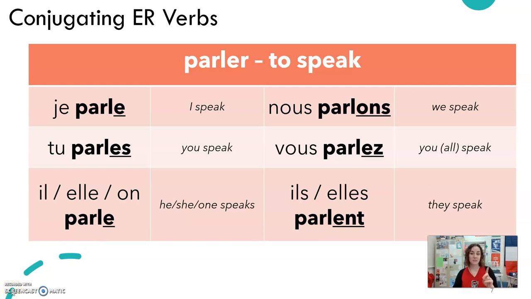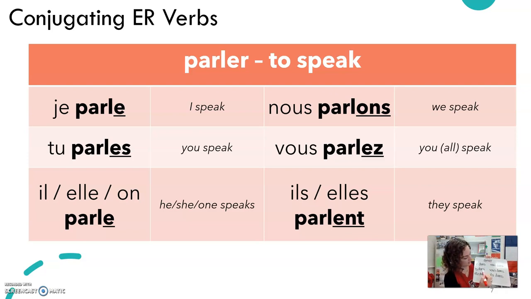Let me pause this video and clean off my whiteboard so I can show you another example. So let's take the verb danser, for example. Danser is an ER verb. It means to dance. And first I will take my infinitive, danser, and I will cut off the ER to find the stem. So my stem is danse, D-A-N-S.